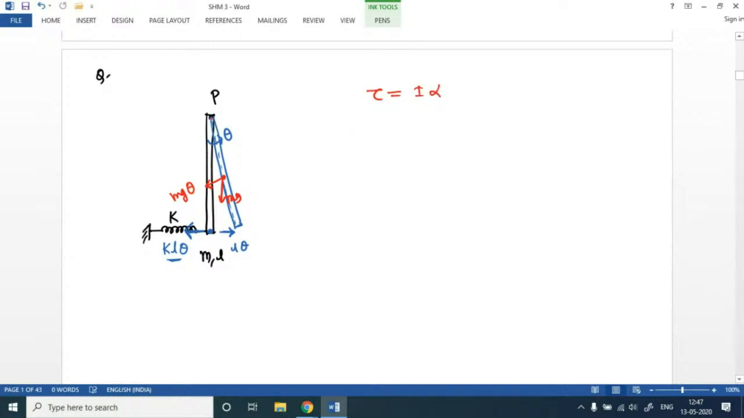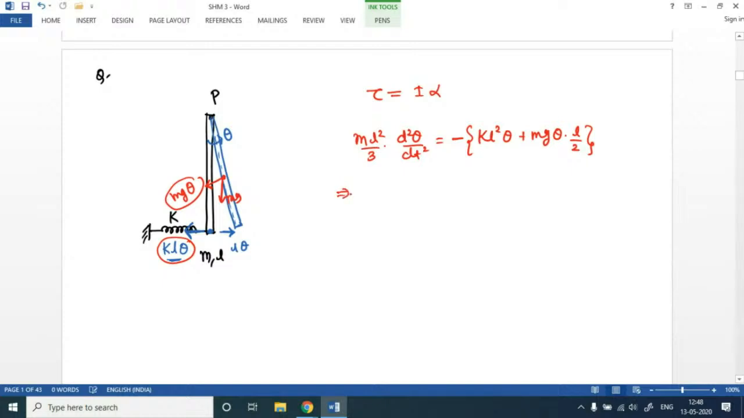Okay, so I about this axis is nothing but ml square by 3 again, and alpha is nothing but d2 theta by dt square, and the net torque over here would be restoring in nature, so that is why we will be putting a negative sign over here. And you should realize one of the torques will be due to the spring force, so that would be KL square theta, and the other restoring torque would be due to this component. So mg theta into its arm, which would be L by 2 over here. So you should realize, this would be the differential equation.